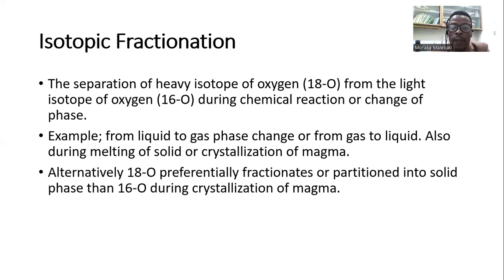And now during condensation, which is just the reverse of evaporation, when the vapor condenses to form rain or snow, the heavier isotopes such as oxygen 18 would condense more readily. So precipitation will always be enriched in heavy isotopes such as oxygen 18, compared to the remaining vapor. The remaining vapor will always be enriched in lighter isotopes. So it's just the reverse of the process called evaporation.